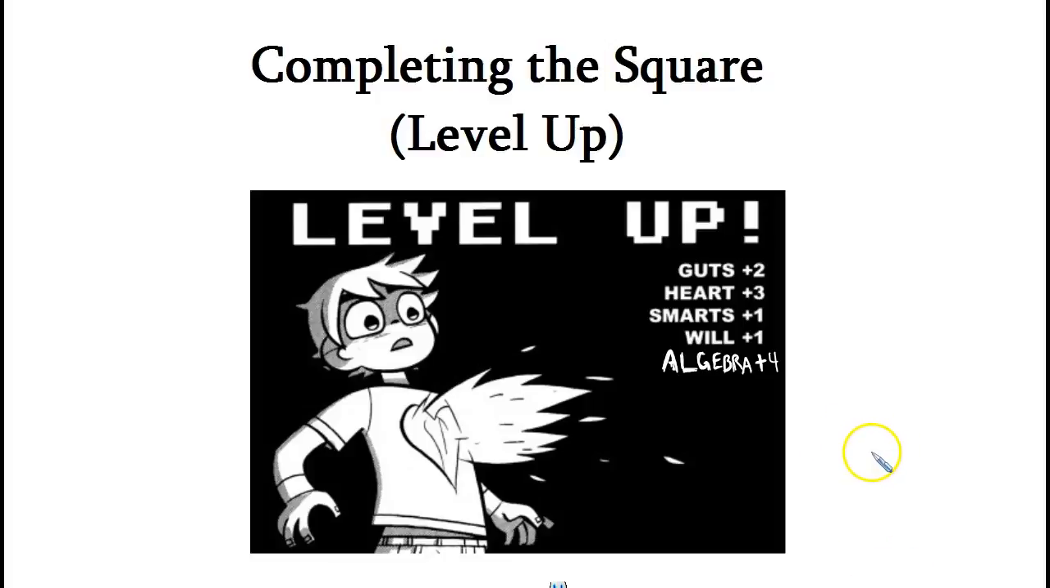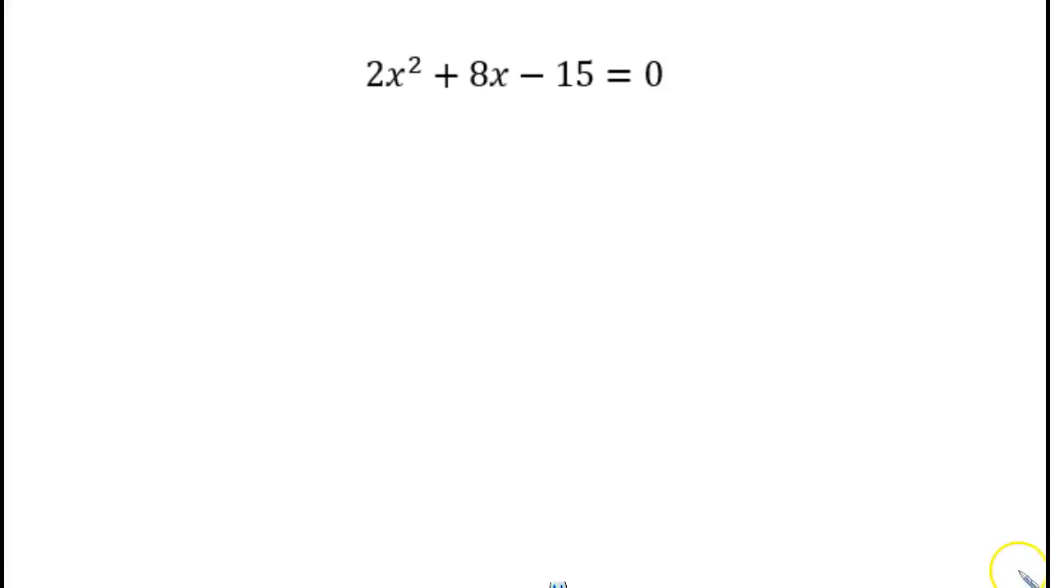In our last video, we talked about how to complete the square in situations where completing the square to solve a quadratic was a fairly easy thing to do. Today, we're going to level up and look at some problems that are a little bit more difficult. We'll start with a question where the leading coefficient is not 1. This is generally a prerequisite for completing the square.